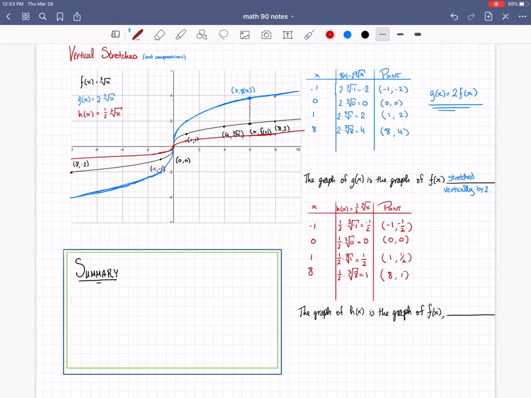So you might already be kind of one step ahead of me here, but down in the summary where it says the graph of h of x is the graph of f of x, compressed, or smushed. If you prefer the word smushed, then you use that. Compressed vertically by 2.